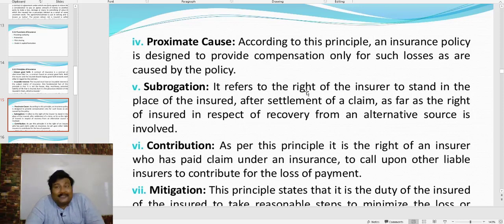Contribution principle: in that we had solved one numerical also, so go and watch the previous video. This principle says that if a particular product is insured with more than one insurance company, then whatever loss there is will be contributed by all the insurance companies as per their insurance amount. Suppose, in very simple terms, I had taken insurance from company A for 3 lakh rupees and from company B for 6 lakh rupees. 3 lakh, 6 lakh. What is the ratio?